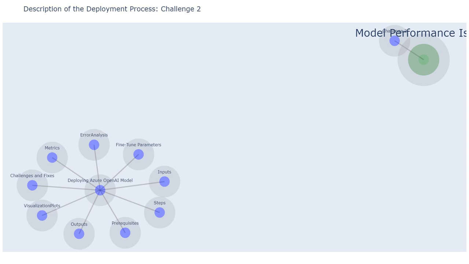Challenge 2. Model performance issues. This refers to scenarios where the deployed Azure OpenAI model does not perform as expected, exhibiting issues such as low accuracy, high latency, or other performance problems.